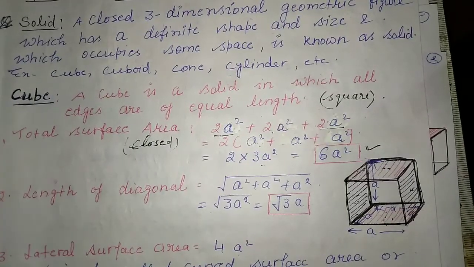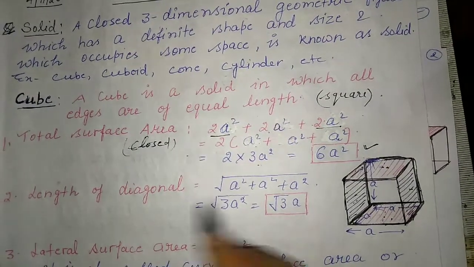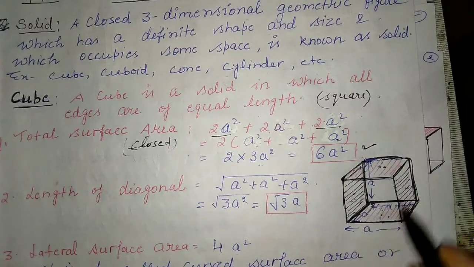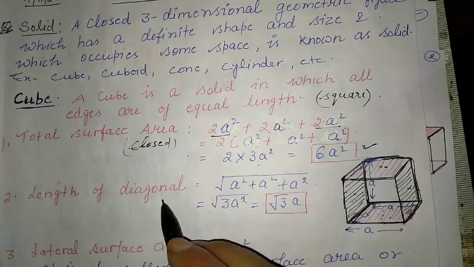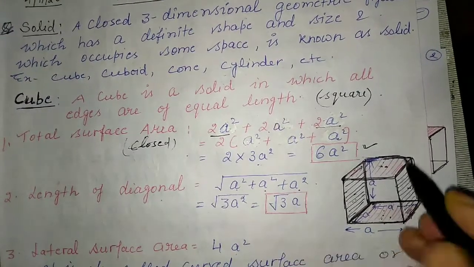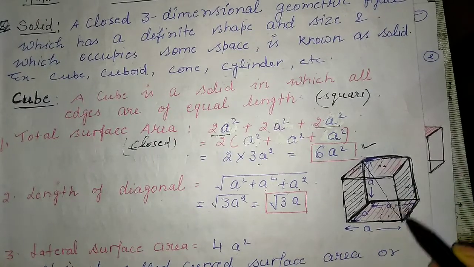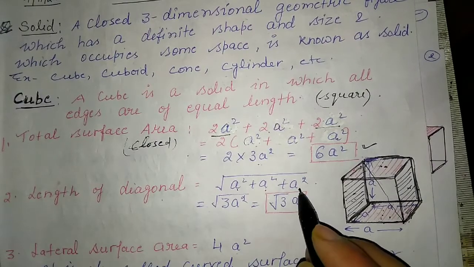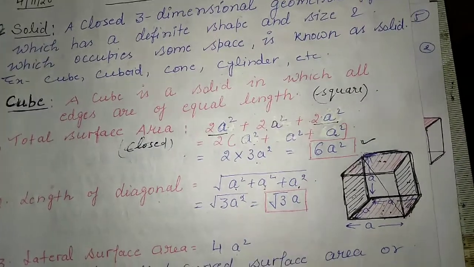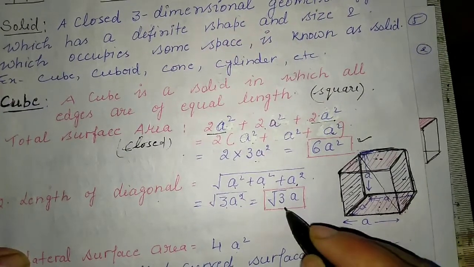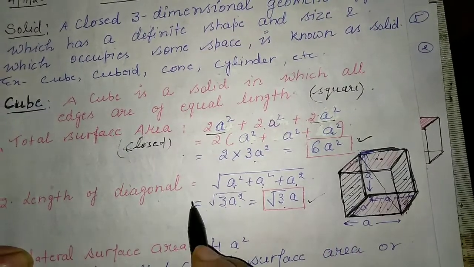This is the closed figure. Now the length of the diagonal, the longest rod that can fit in this cube, is under root a square plus a square plus a square, from this corner to this corner, like this. So this will be under root 3a square, or we can write root 3 a. This is the length of the diagonal.